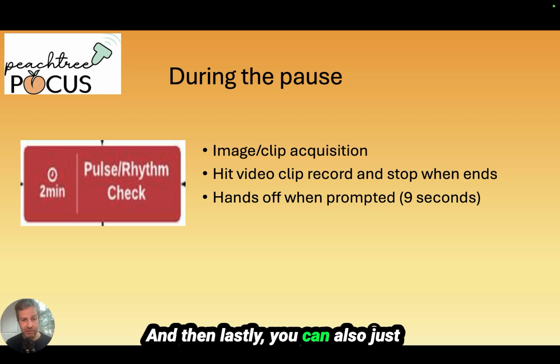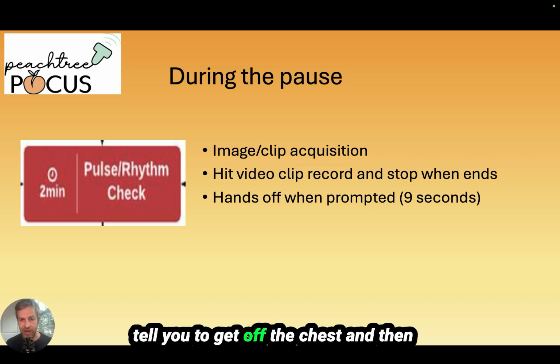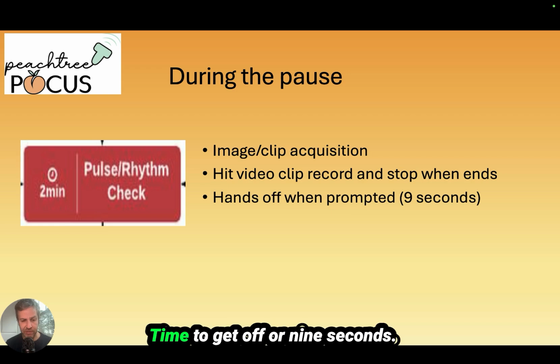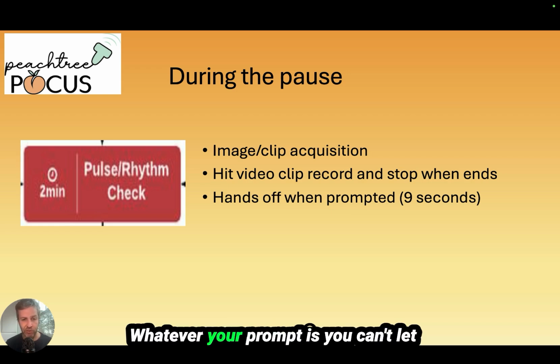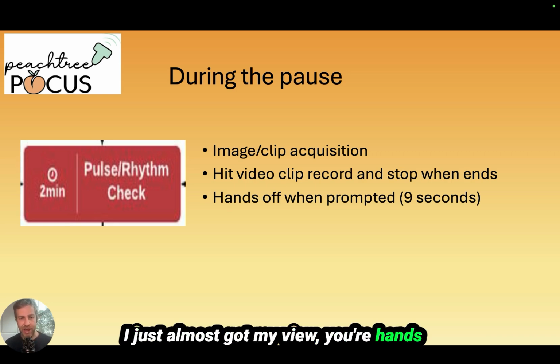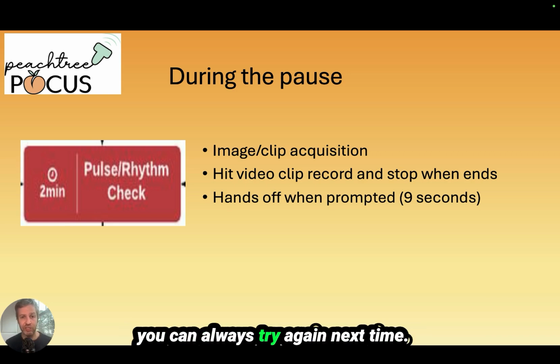And then lastly, you can also just have the person who's running the code and timing prompt you to get off the chest, and then you really have to get off the chest. If they say time to get off or 9 seconds, whatever your prompt is, you can't say, okay, just one more second, I almost got my view. Your hands are off and you're continuing, and then you can always try again next time.